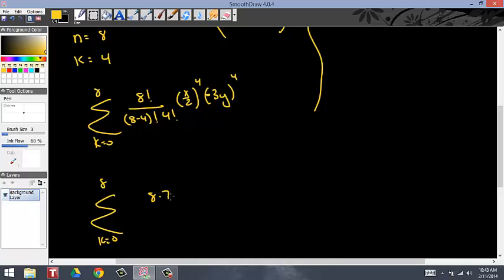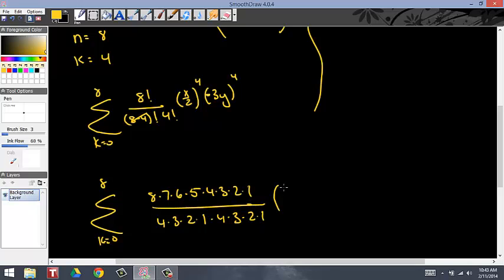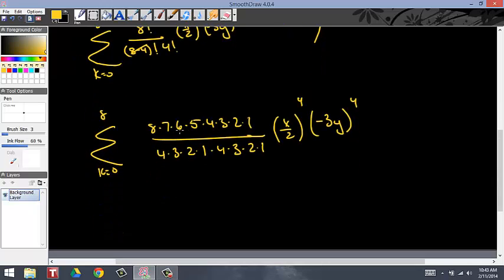So this is 8 times 7 times 6 times 5 times 4 times 3 times 2 times 1, all over 8 minus 4 is 4, so that's 4 times 3 times 2 times 1 times 4 times 3 times 2 times 1. And that's all being multiplied by x over 2 to the 4th, and this is negative 3y to the 4th. Alright, let's start canceling some things out. 4, 3, 2, 1, 4, 3, 2, 1.